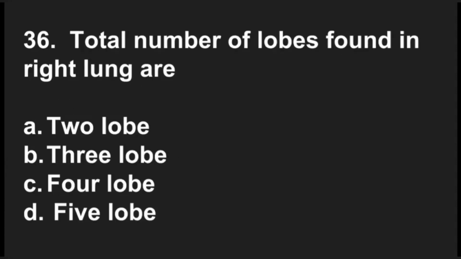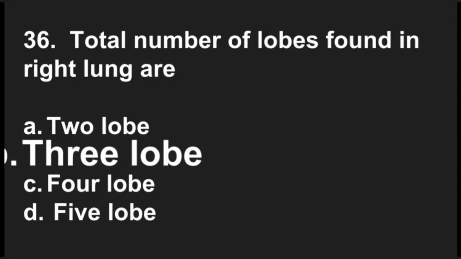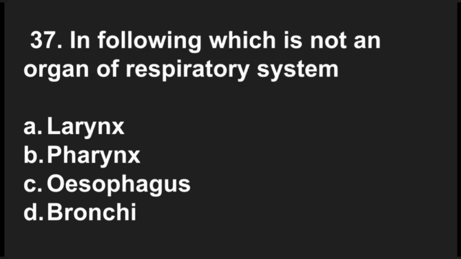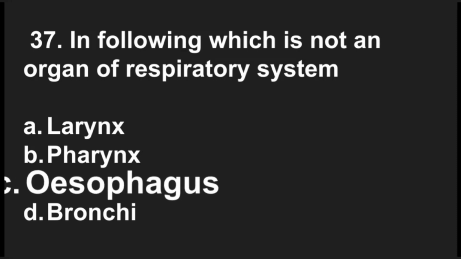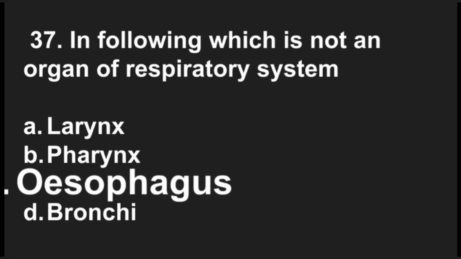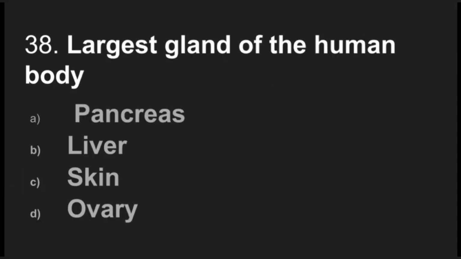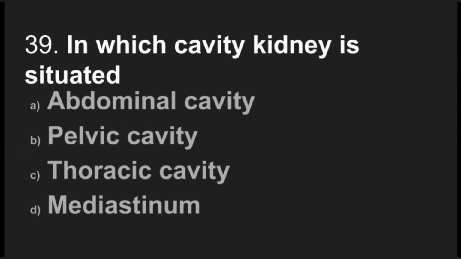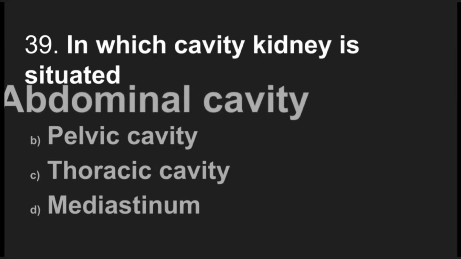The total number of lobes found in the right lung is 3 lobes. Which is not an organ of the respiratory system? Esophagus, because it is part of the digestive system. The largest gland of the human body is liver. In which cavity is the kidney situated? Kidney is situated in the abdominal cavity and it is retroperitoneal.